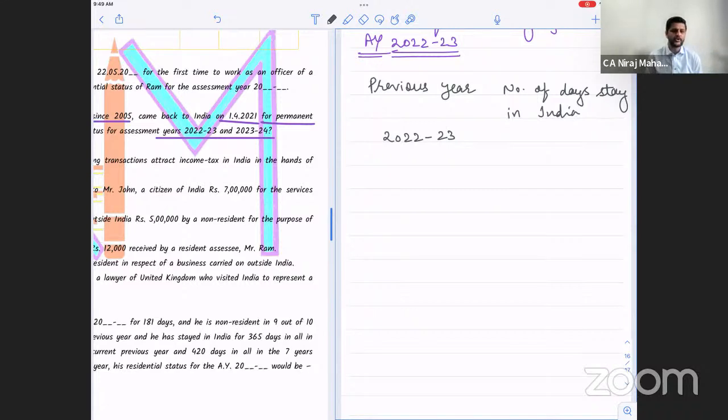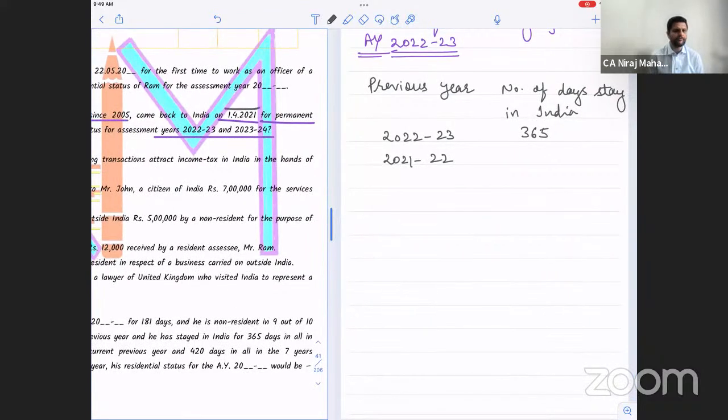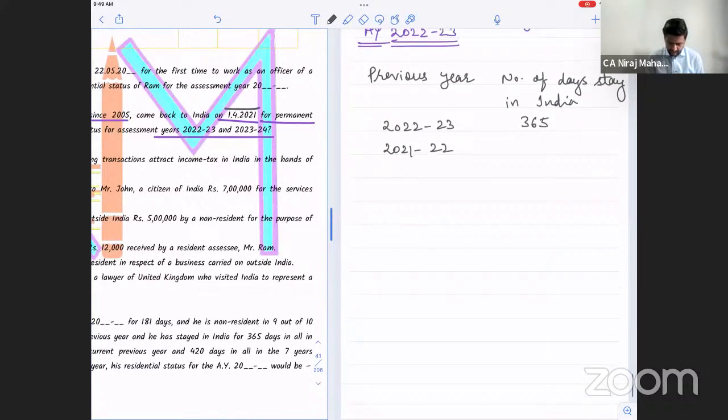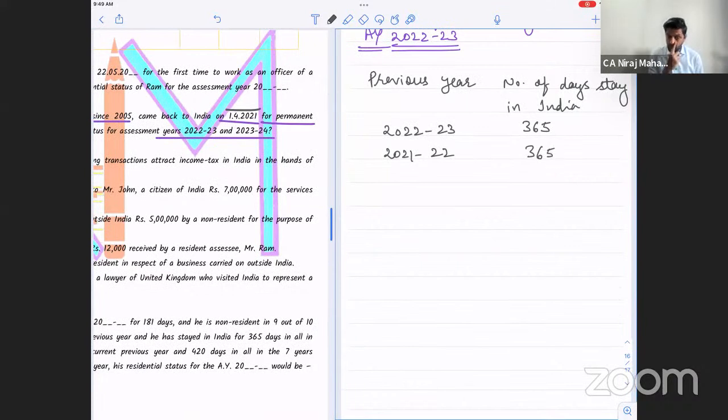For PY 22-23, so tell me quickly. 365. And for 21-22, he came back to India on 1/4/21. 1/4/21 is to be considered in India, that means again it is for the entire year. Correct? 365. And again, just for your understanding, I'm writing earlier years also. 2021, 0. And all the years from 2005 till 2005, it is all 0. So basically, for the last 10 years, it is 0. All right.